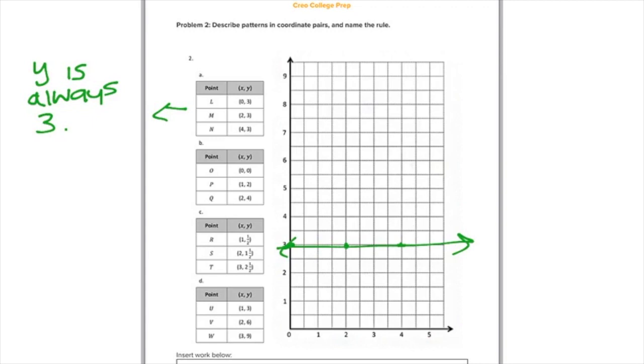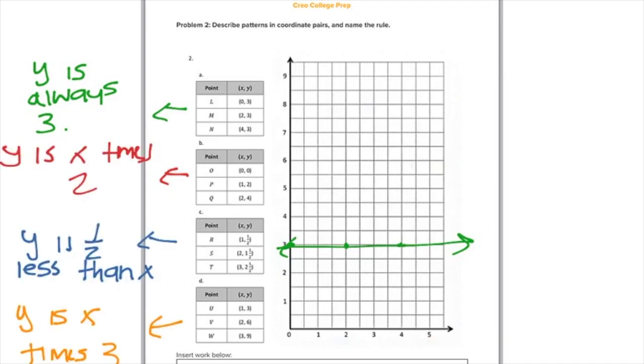Okay, so let's look at B. Again, you're trying to find the rule. What is your rule for B? So now you're going to pause the video, and you are going to write the rule for all of them, and then you are going to plot them. Do it now. You should check your rules that you just wrote out with the rules that I wrote, and make sure that you plot them all. I will look at it when you get to office hours.